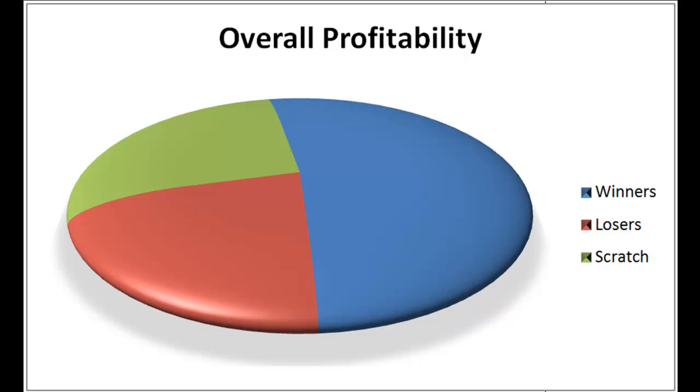In terms of overall profitability, we had 45 winners, 19 losers, 23 scratch stops, for a total of $10.09 per share, or just over 10 points for the second quarter.